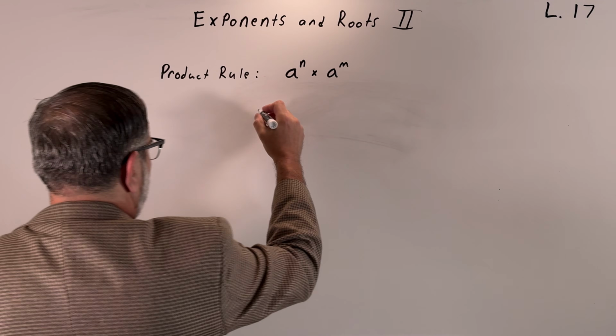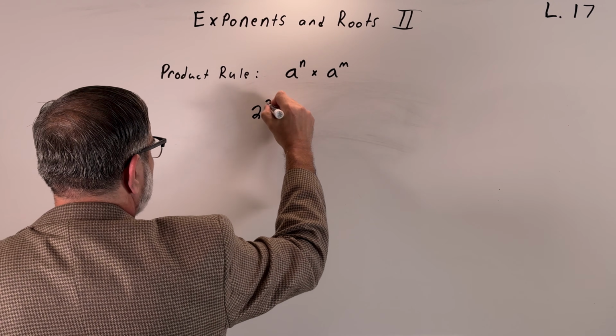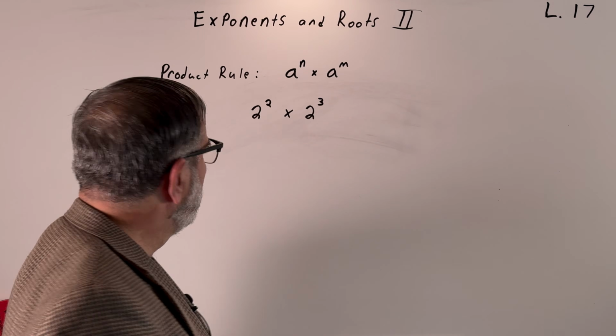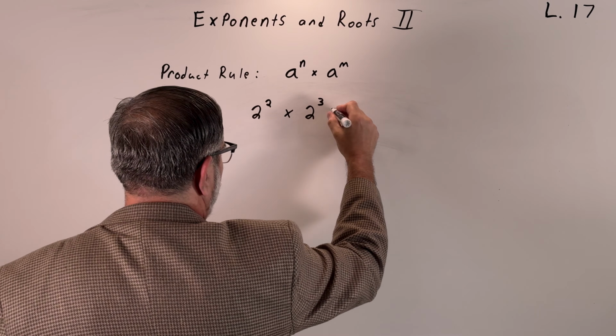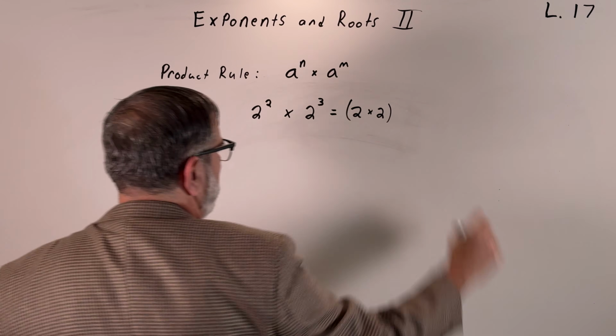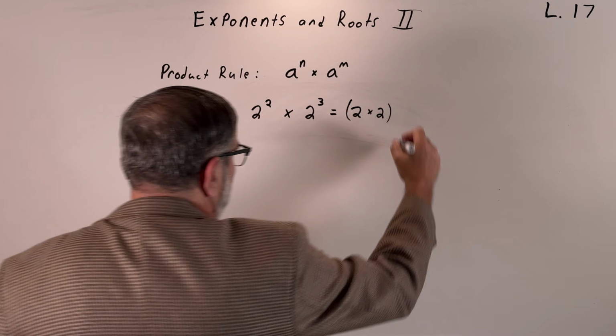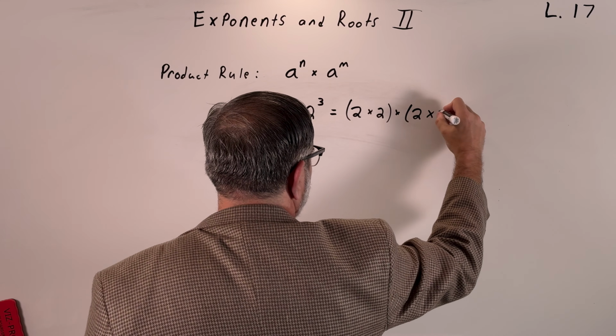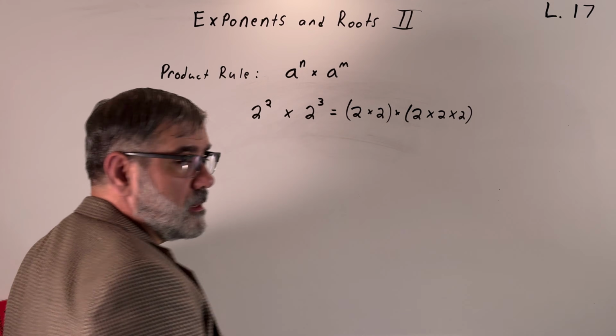So let's try something out. Let's try 2 squared times 2 cubed. Well, we can just write this out directly, right? We can write 2 squared as 2 times 2. Put some parentheses around that. Times, now let's do 2 cubed. Well, that would be 2 times 2 times 2.